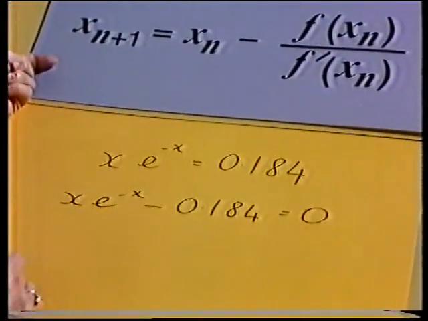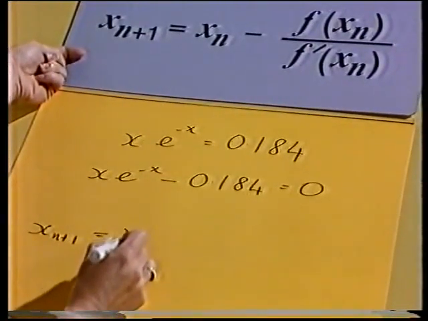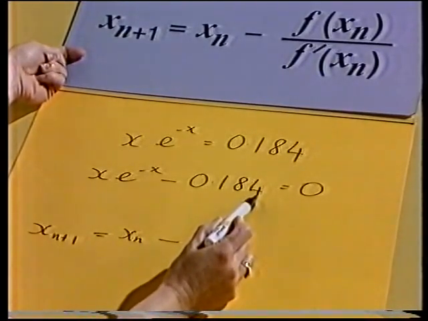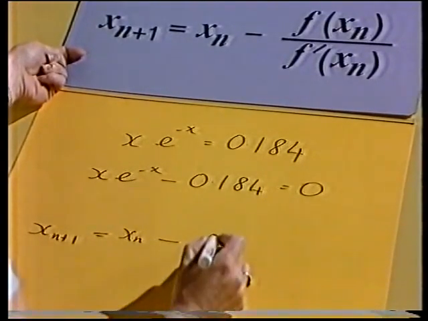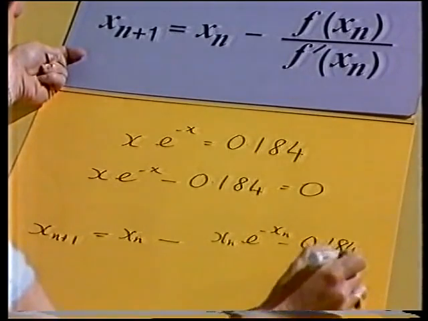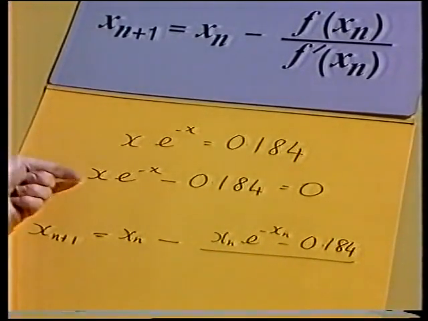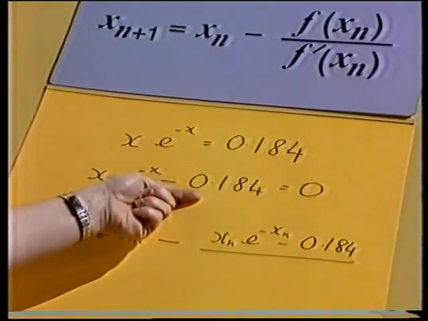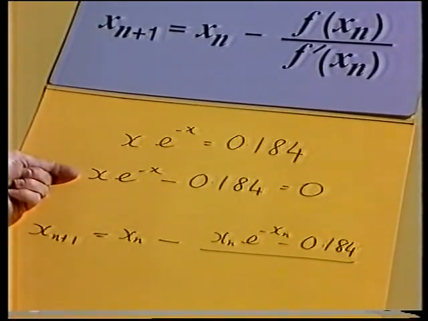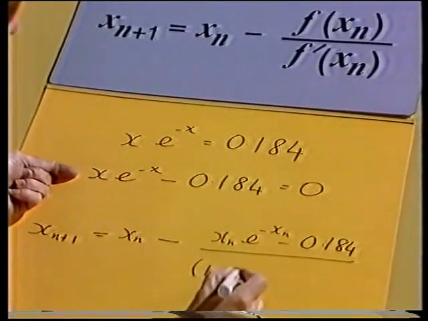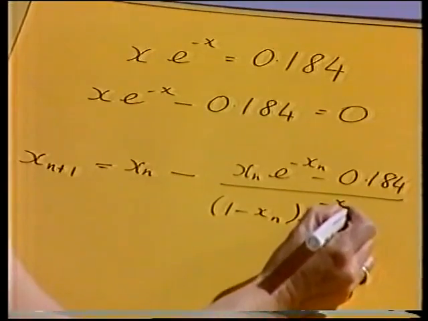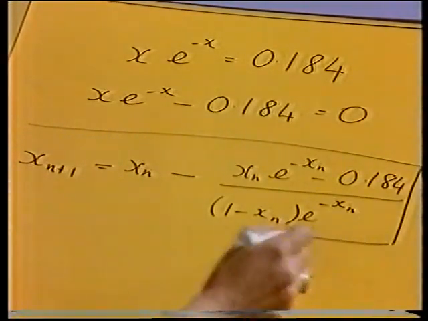The iteration we want is xn plus 1 equals xn minus this function evaluated at xn divided by its derivative at xn. So the top bit is just xn e to the minus xn minus 0.184, and that's divided by the derivative of this. Well, this bit is a constant, so its derivative is 0. And we've already got the derivative of x e to the minus x. Remember, it's 1 minus x times e to the minus x. And I want it evaluated at xn. So here's the iteration formula for finding x.